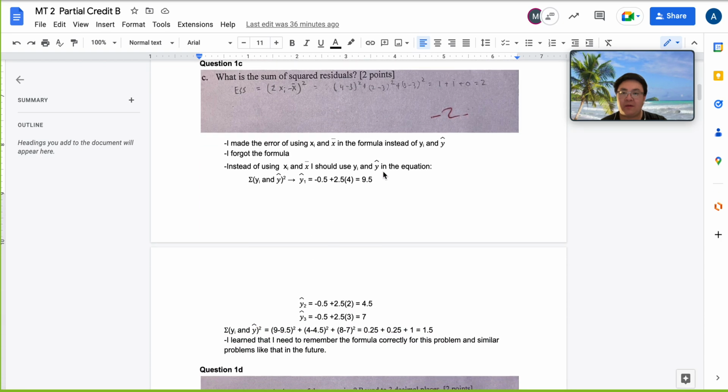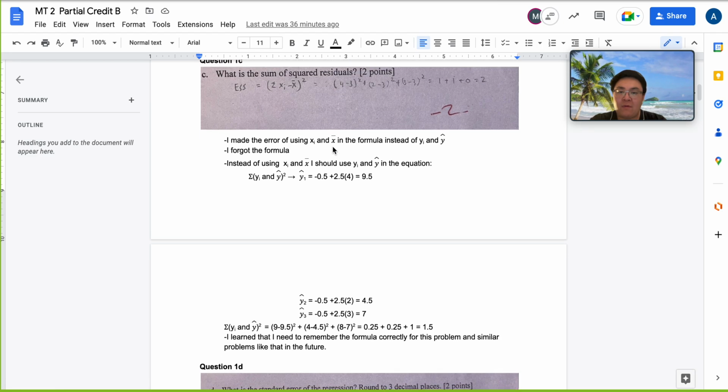For question 1c here, it is asking us to find the sum of squared residuals. The sum of squared residuals is yi minus y hat squared, not xi minus x bar squared. To find y hat for all of the values of 4, 2, and 3, we just plug it into the equation here to get 9.5, 4.5, and 7 respectively. And the values of yi are 9, 4, and 8.